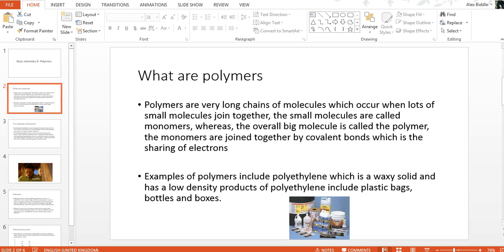Now, the majority of polymers are made from hydrocarbons, and then they have other elements added to them, such as chlorine or fluoride, but the majority of them are just basic hydrocarbons, and these are formed by the sharing of electrons. An example of a polymer is polyethylene, which is a waxy solid and has a very low density, and the products that polyethylene is able to create include plastic bags, bottles, and plastic boxes.